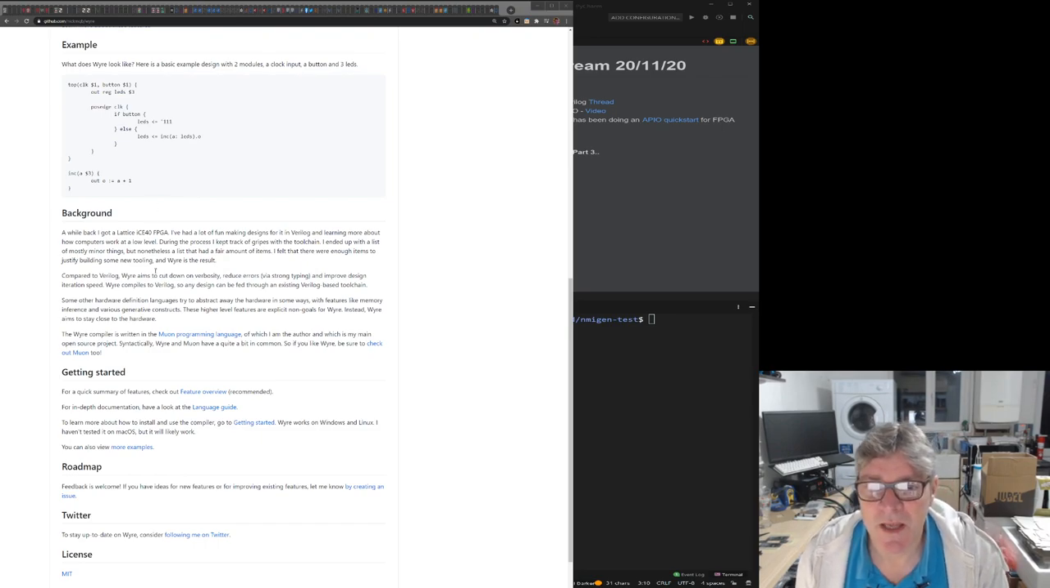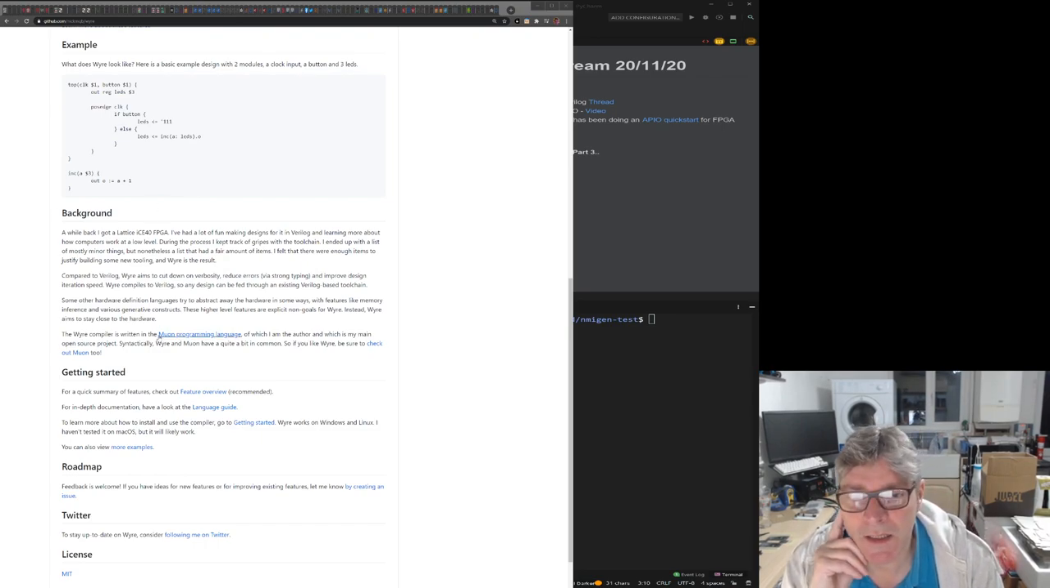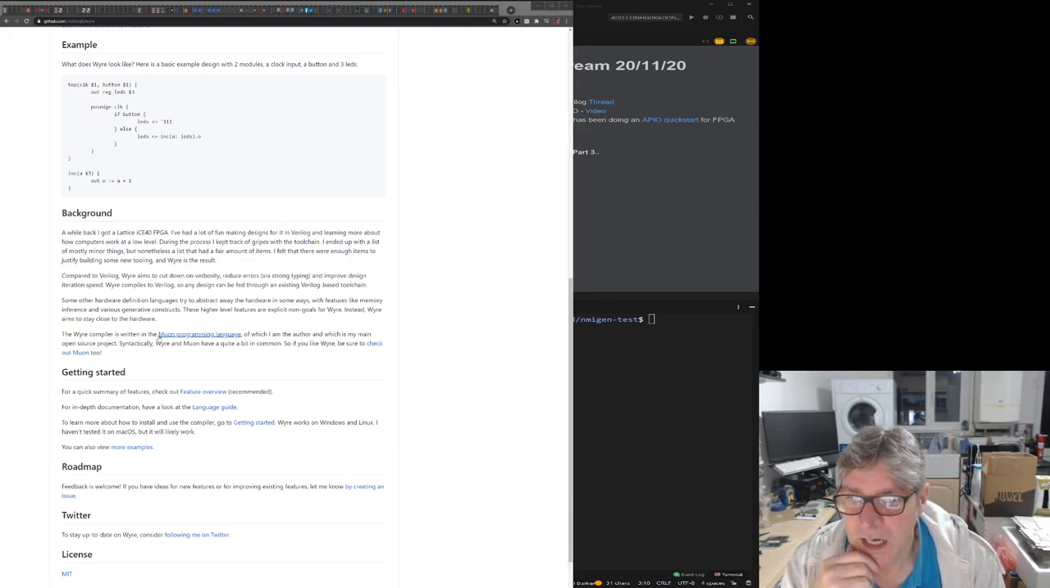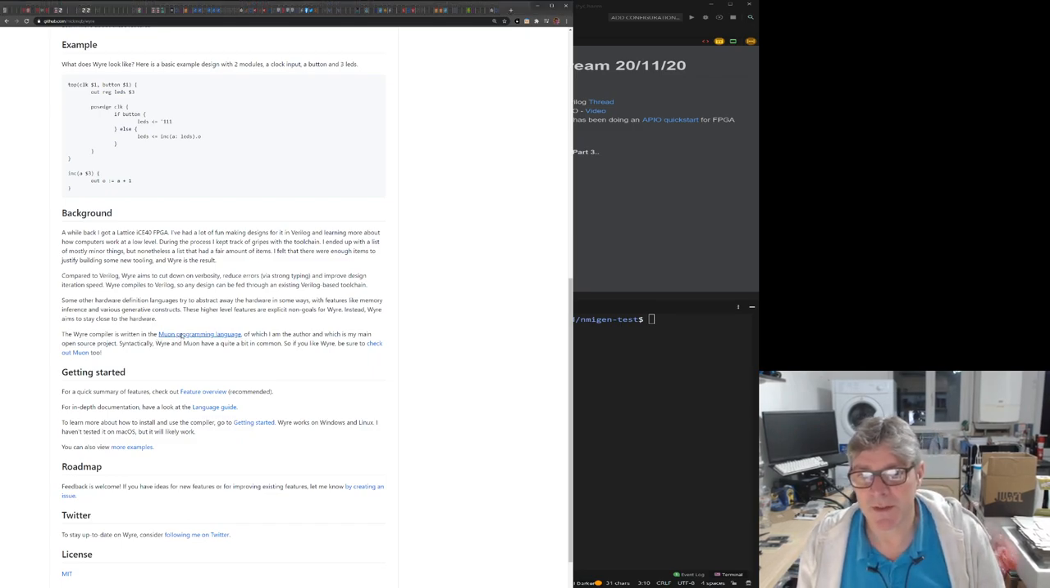So yeah, this is quite interesting. It says here the Wire compiler is written in the Muon programming language, which is one I've never even heard of. I don't know if anyone else on here has heard of Muon. Let me know what my levels are like, by the way. No one's told me yet, so I hope you can actually hear what I'm saying. Muon programming language, of which I am the author, which is my main open source project. There's a link to that as well. I suppose I better include that for completeness.